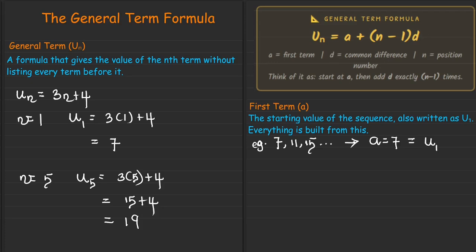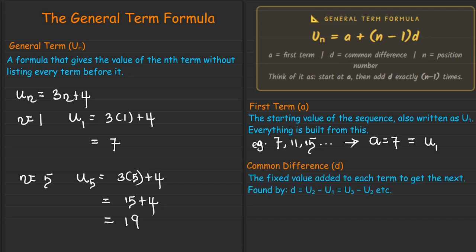Now that we know the first term part of the formula, let's talk about d. So the d is simply what we call the common difference. And when we talk of common difference, we simply mean the fixed value added to each term to get to the next. You see, now it is found by d equals u2 minus u1. That is the succeeding one minus the previous one. Anytime you can use this formula to solve your common difference.